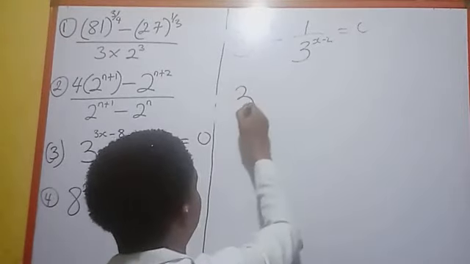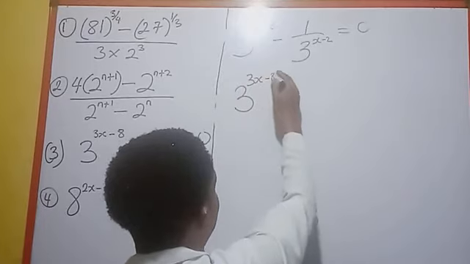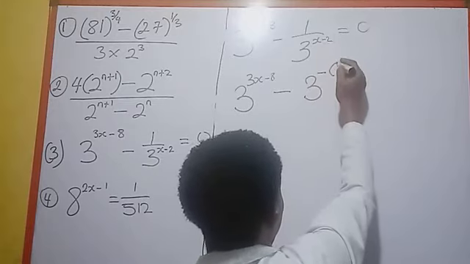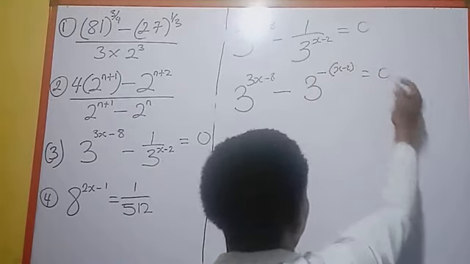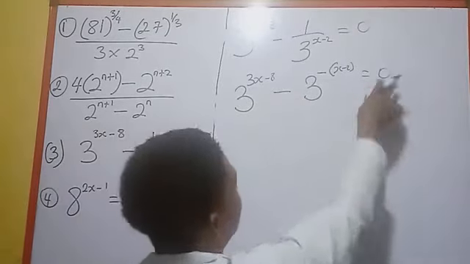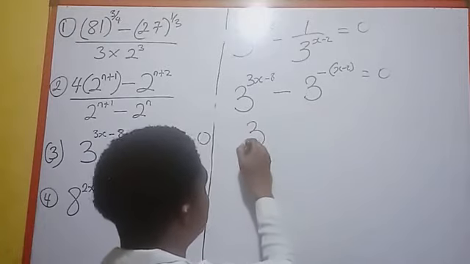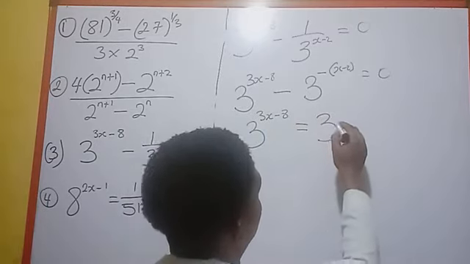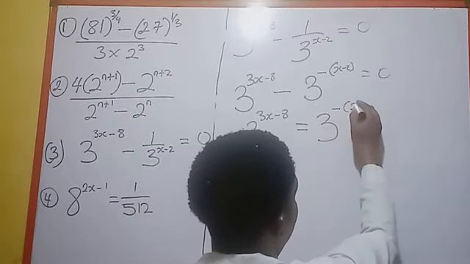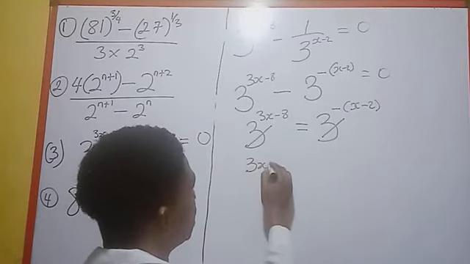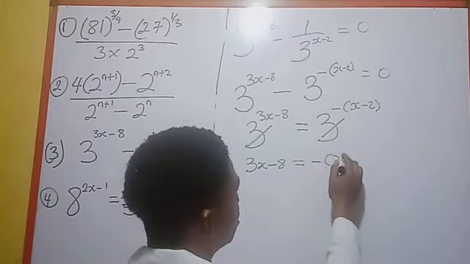So you now have 3 raised to the power what? 3x minus 8 minus 3 raised to the power minus bracket x minus 2 equals to what? 0. Now I have brought back the minus, so the fraction has gone. So what happened now? Transfer this to the other side. This minus will change to plus. So you have 3 raised to the power 3x minus 8 is equal to 3 raised to the power minus bracket x minus 2. Okay, now this is the same base, so the base will cancel the base. What you have left is the power. So 3x minus 8 is equal to minus bracket x minus 2.